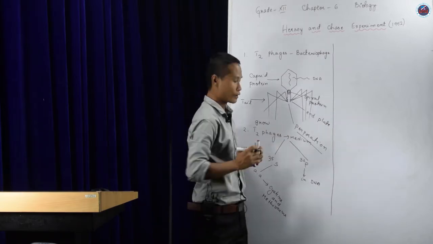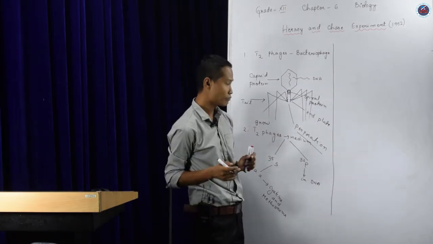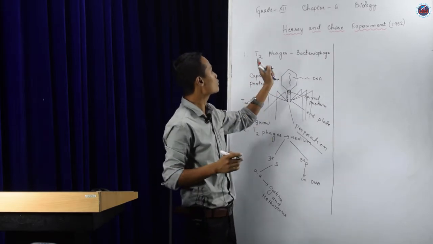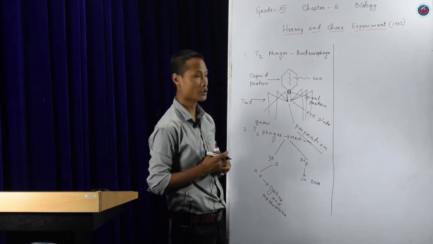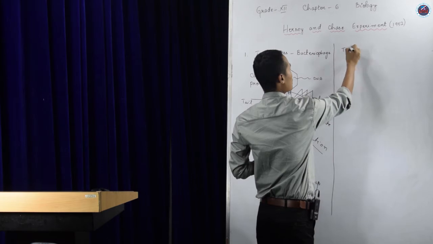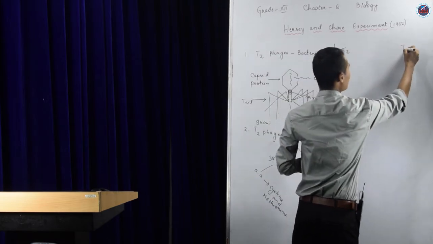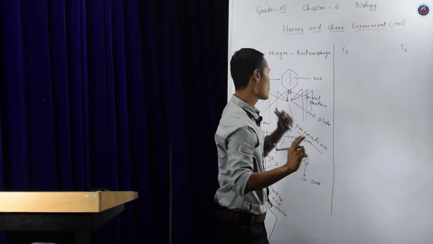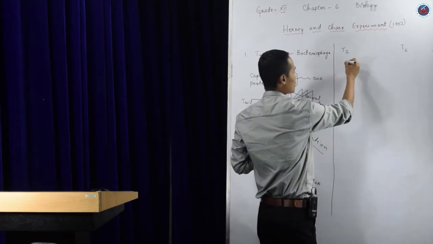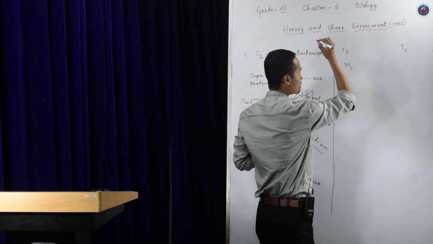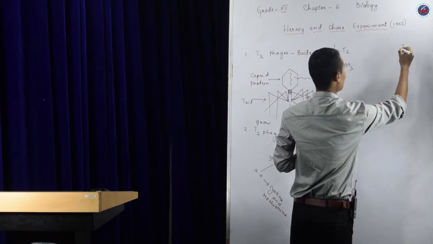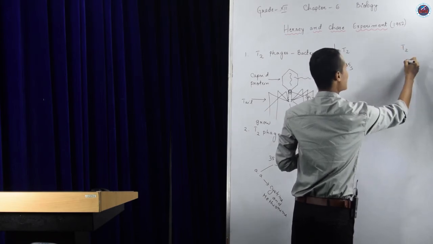So as they were grown in this medium, it means that now we got two types of T2 phages. Say that these are two bacteriophages, where in this phage it was incorporated with sulfur 35, and in this bacteriophage it was incorporated with phosphorus 32.